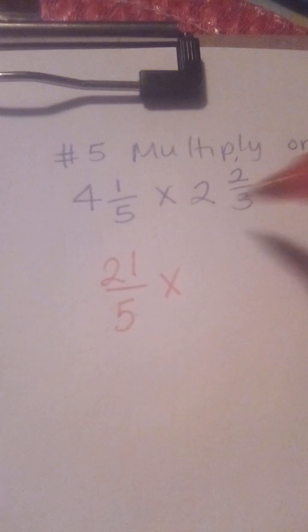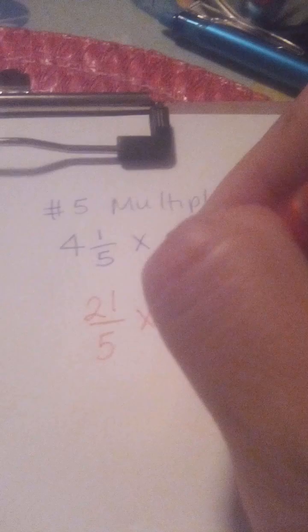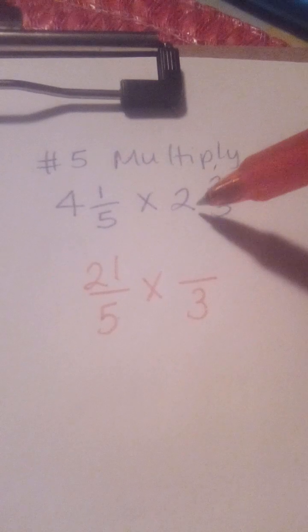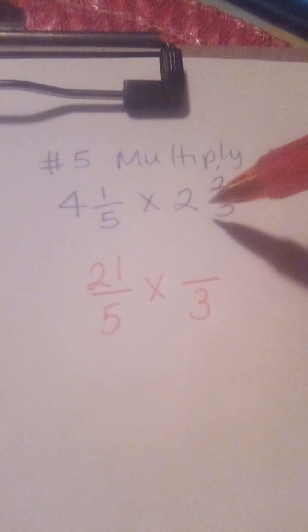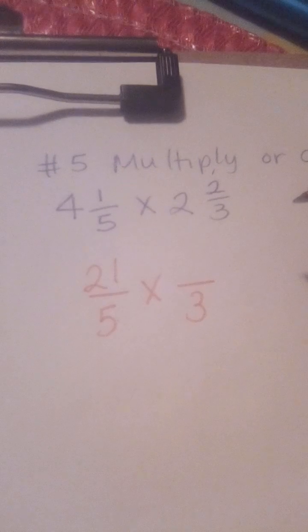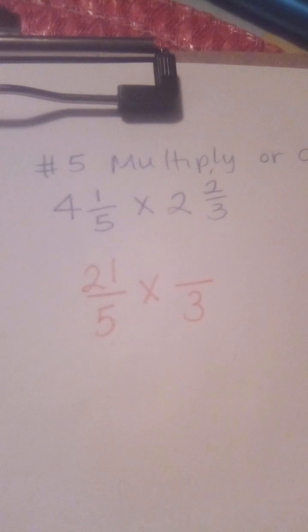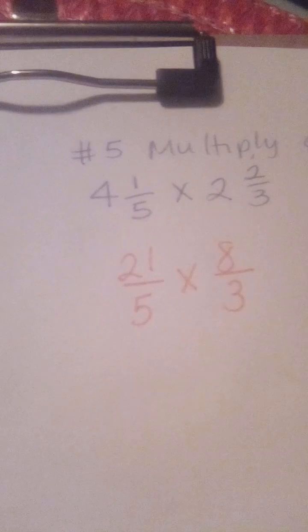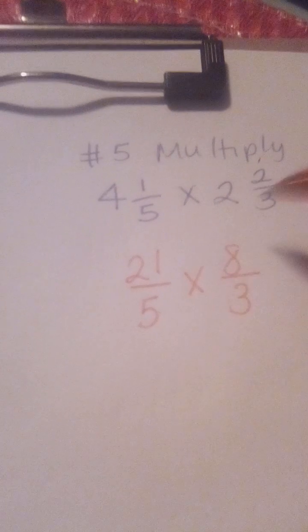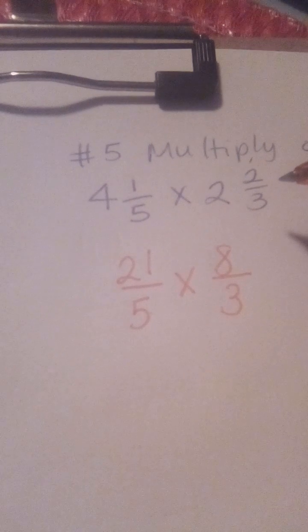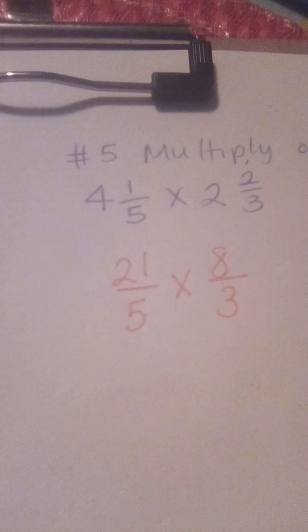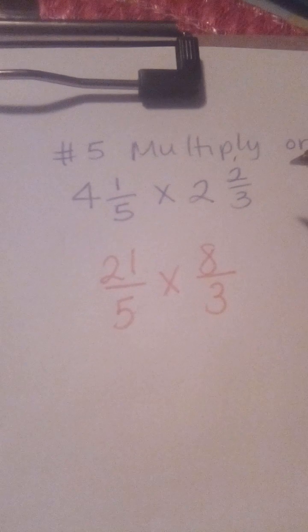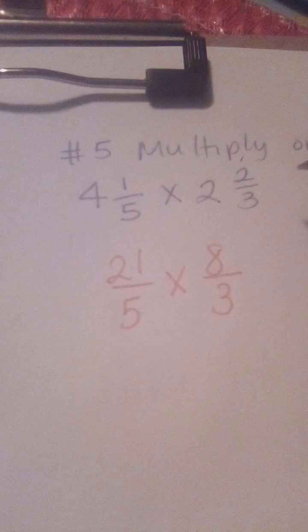You do the same thing. The denominator is 3, and then you multiply the whole number times 3, which is 2 times 3, that gives us 6. Add 2 more for the numerator, gives us 8. We have our improper fractions: 21 fifths times 8 thirds. All right, so far so good.